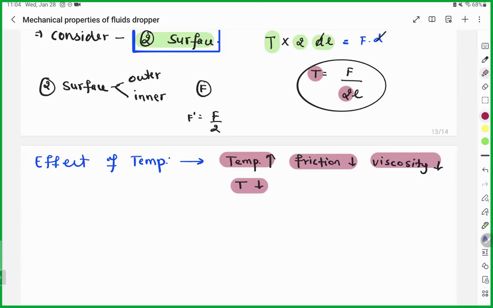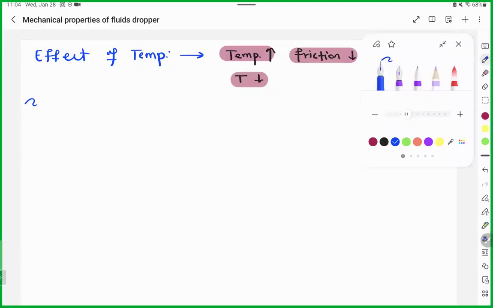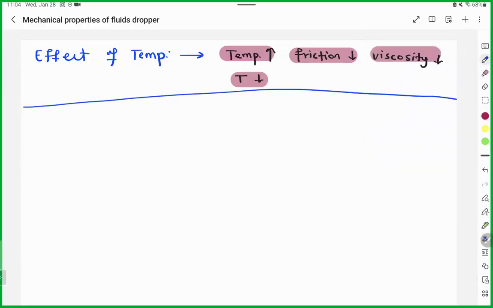Any doubt? Anybody have doubt in this? No, sir.